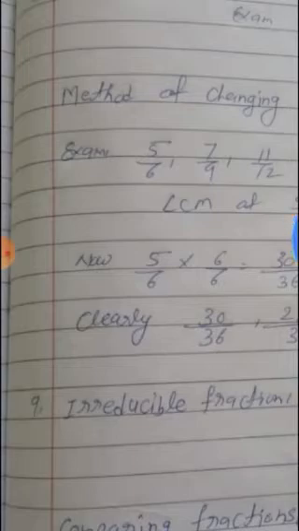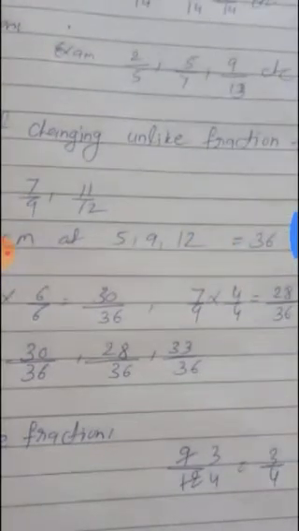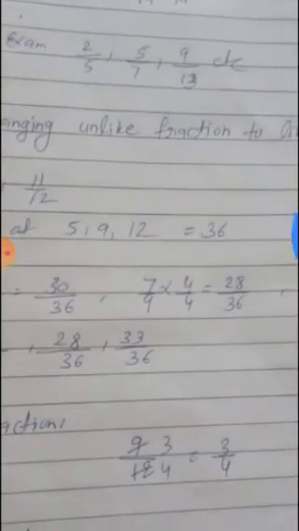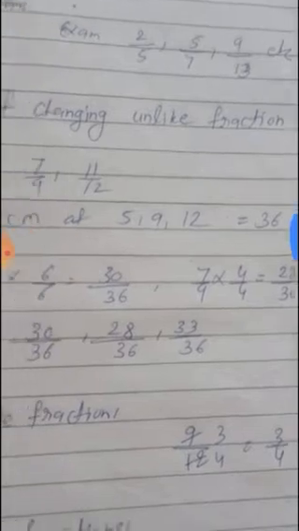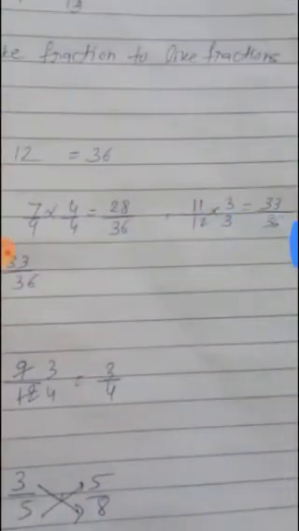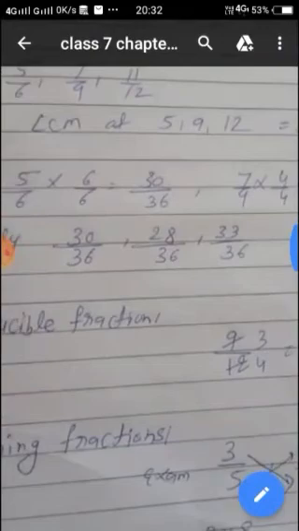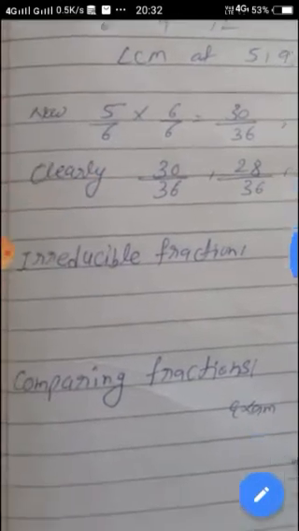First 5 by 6 fraction. You change in like fraction. That means you multiply with 6 numerator and denominator both. 5 into 6, 30, 6 into 6, 36. 7 by 9 you multiply with 4, 7 into 4, 9 into 4, 28 by 36. And next one 11 by 12. Now you multiply 11 into 3 and 12 into 3, that means 33 by 36. 30 by 36, 28 by 36, 33 by 36, changed in like fraction.